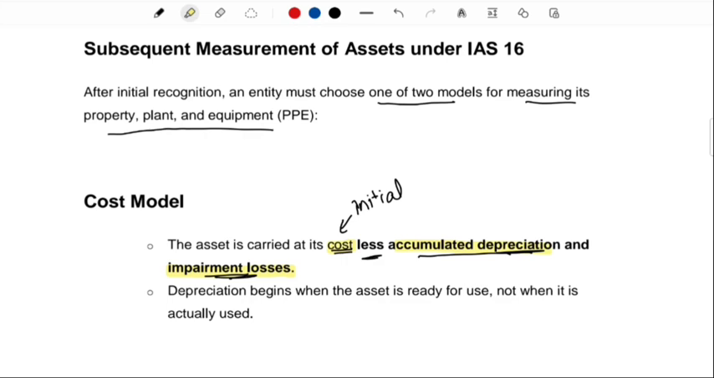And as we all know, depreciation begins when the asset is ready for use, not when it is actually used. This is something that I had discussed in detail in my depreciation video. So if you want to check it out for a quick revision, make sure you do that now. But depreciation should be charged when the asset is ready for use.